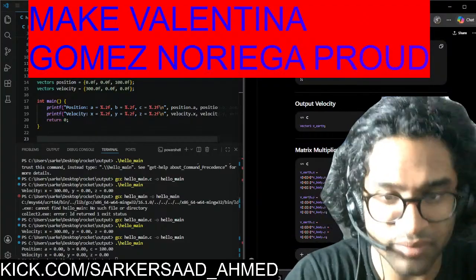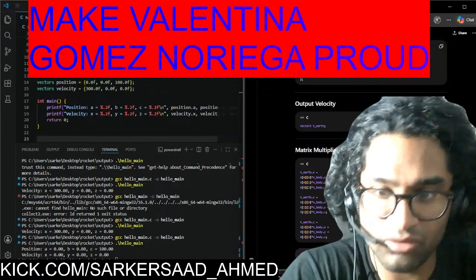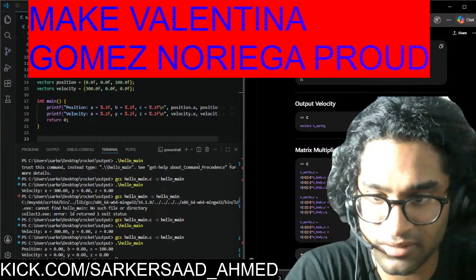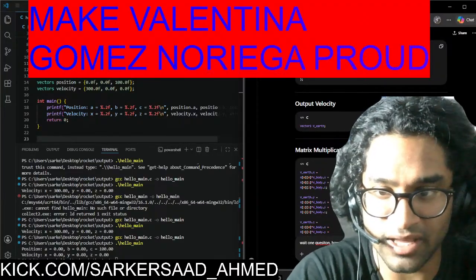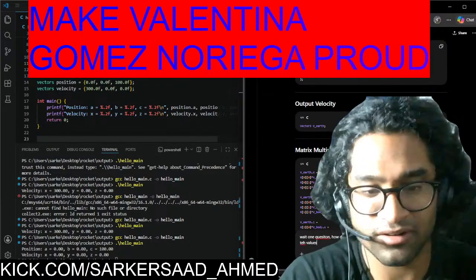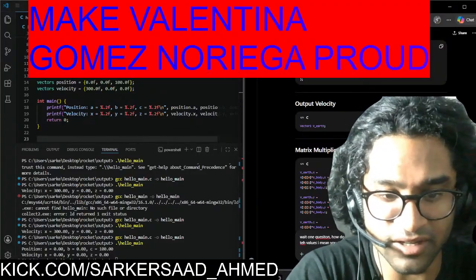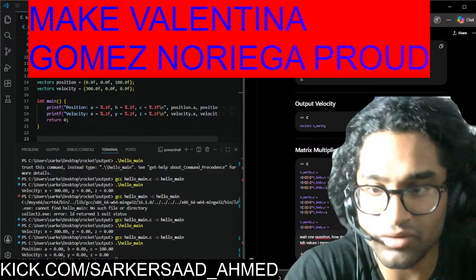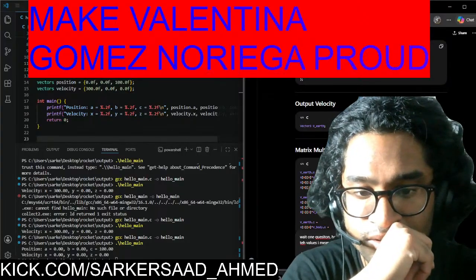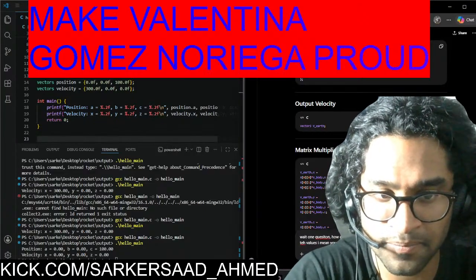Wait, one minute, one question. How do you even get the values? I'm confused. Because you said that it moves at 45 degrees. Who even detects that? Python doesn't detect that. Does MATLAB do it? Who detects that?